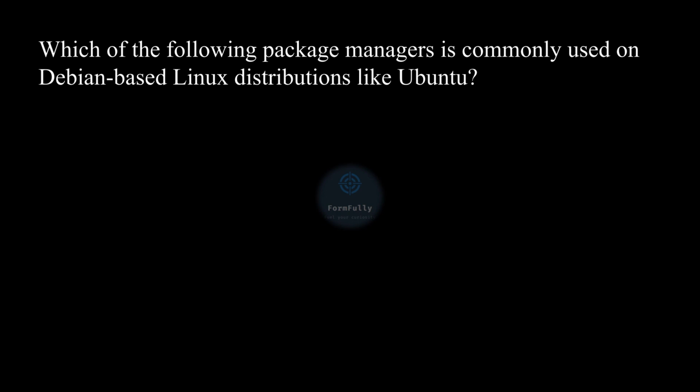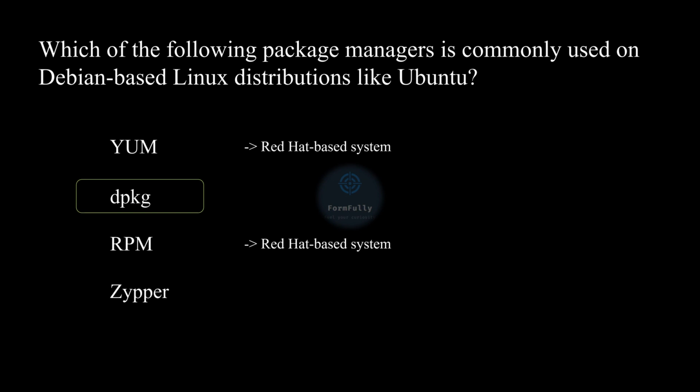Next question. Which of the following package managers is commonly used on Debian-based Linux distributions like Ubuntu? Options are yum, dpkg, rpm, zypper. Here, dpkg is the package manager which is commonly used on Debian-based distributions like Ubuntu. The yum and rpm are used on Red Hat-based systems, and zypper is used on openSUSE-based systems. So the correct option is dpkg.